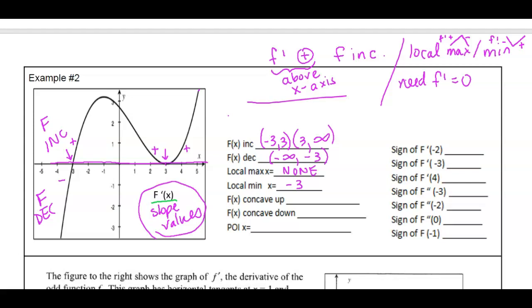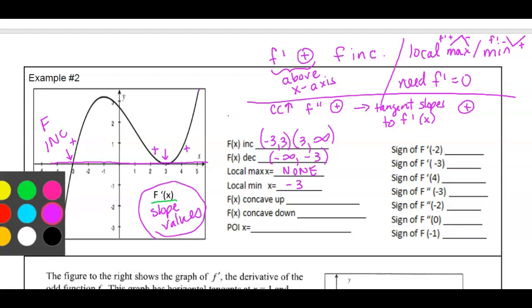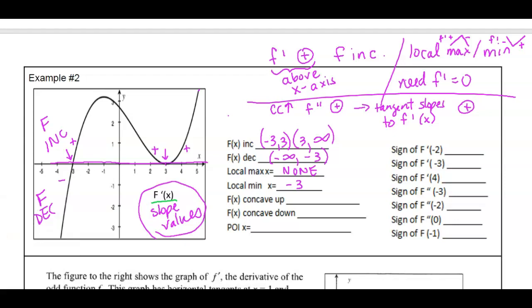Now, concave up. Concave up means that my second derivative is positive. If I have my first derivative, though, to get my second derivative, I want to take the tangent slopes to f prime, and we want those to be positive. Notice I don't say of f prime.